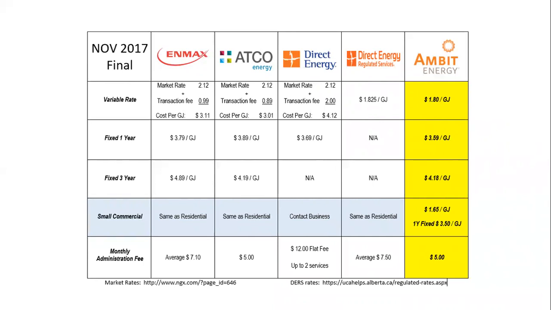So look at the difference, right? This is really what we do. Transaction fee, transaction fee, transaction fee. You eliminate those, it's a lot of money. Do you see how much a difference the transaction fee will make on the price per gigajoule? Now think about electricity.